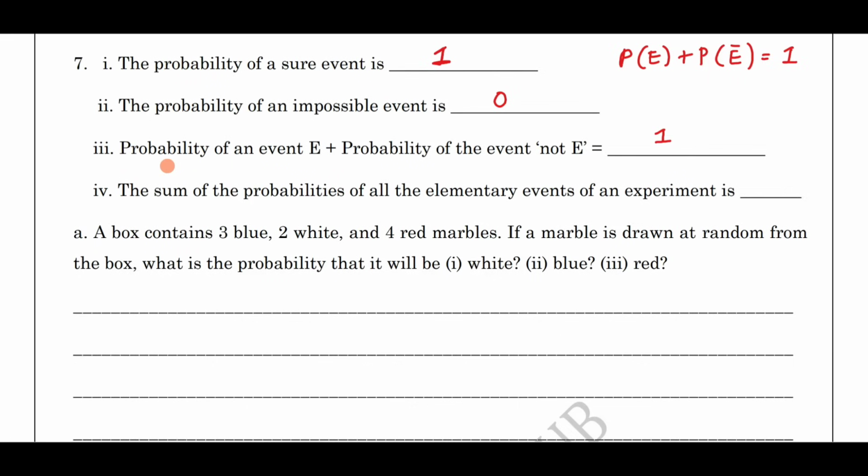1. That means if, while playing a game, the probability of winning a game is 0.3, what is the probability of losing it? It will be 1 minus 0.3, that is 0.7. Next, the fourth point: the sum of the probabilities of all the elementary events of an experiment is 1.